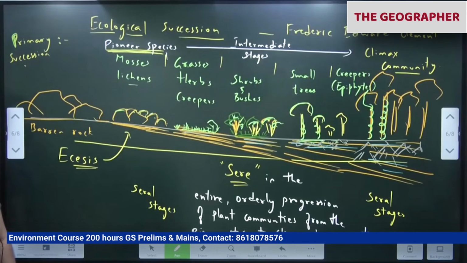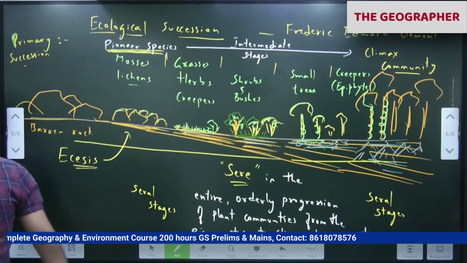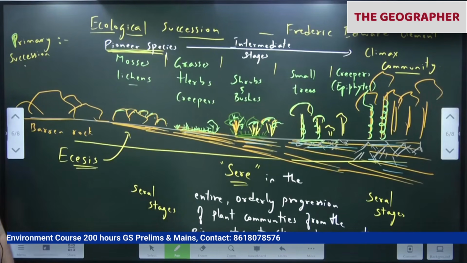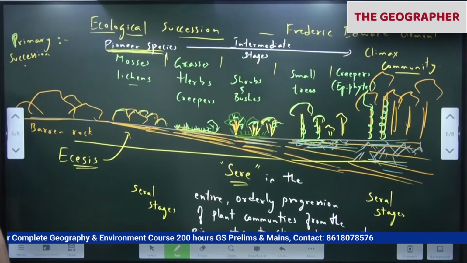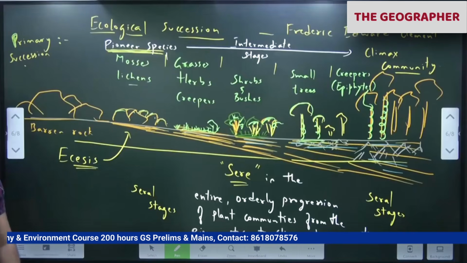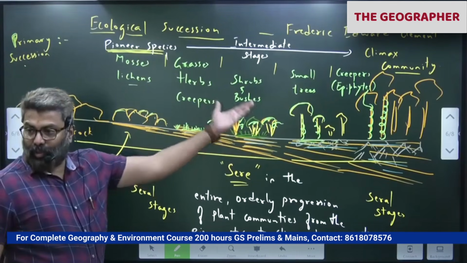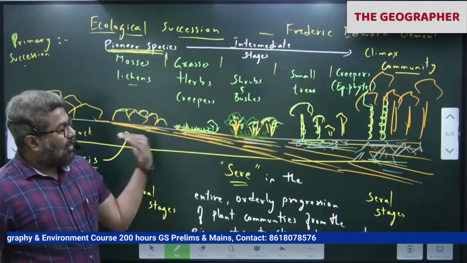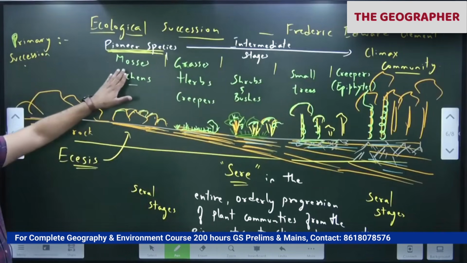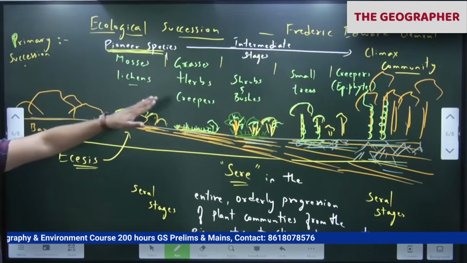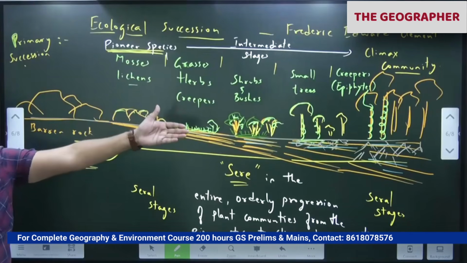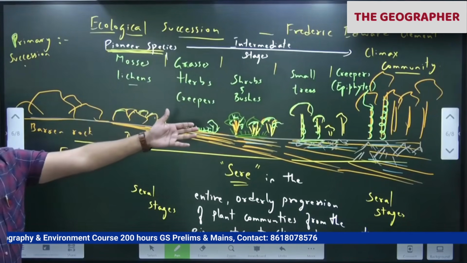Each stage is called a seral stage. This is what happens in any barren area. The entire orderly progression of plant communities from pioneer stage to climax stage over time, as to how one community replaces the other, is called a sere. So the starting of succession is pioneer, the end is climax. Climax plants are more stable, adapted to that area.